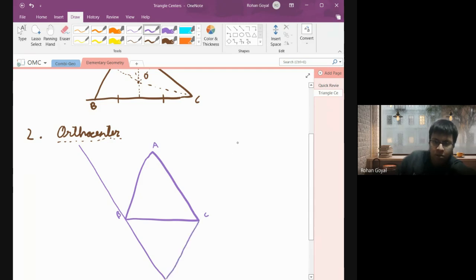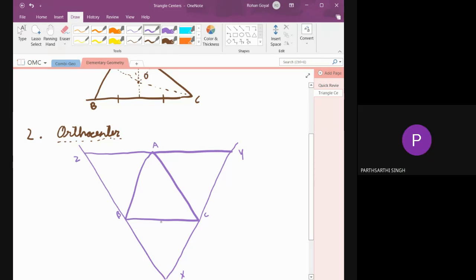Go on. What now? Let's call these points X, Y, and Z. What now? Now ZACB is a parallelogram, and similarly ABCY is a parallelogram, and then A would be the midpoint of YZ, and similarly B is the midpoint and C is the midpoint of the line segments.